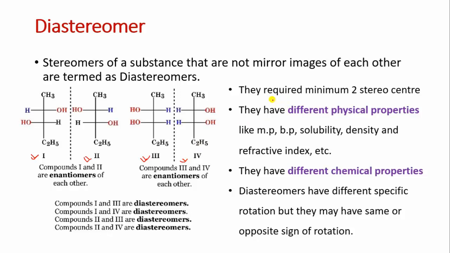So diastereomers require a minimum of 2 stereocenters. They have different physical properties like melting point, boiling point, solubility, density and refractive index. They also have different chemical properties. Diastereomers have different specific rotations, but they may have the same or opposite sign of rotation.